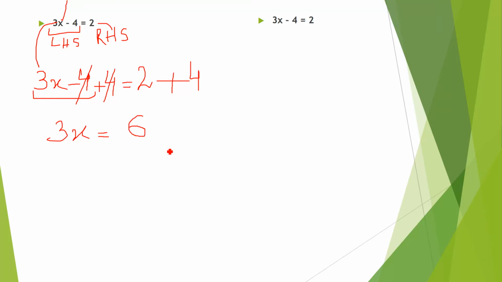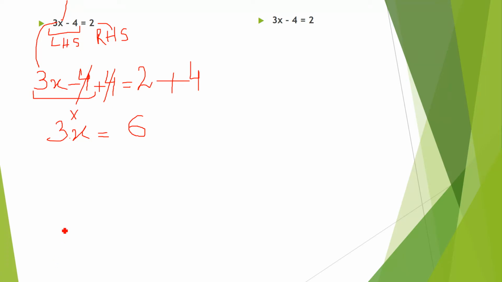But the question is that we have to find out the value of x. We want x alone here. We do not want anything with x. See here, we have an integer 3 as well. What is the relationship between x and 3? There is a multiplication relationship. If there is no sign between a number and a variable, multiplication is there, and I can represent this multiplication with a dot sign as well.